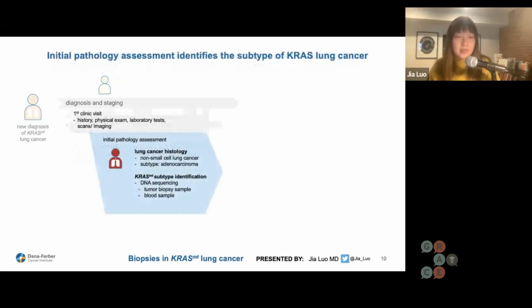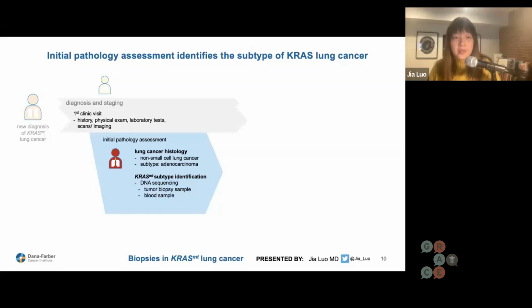And so, as a part of this, that first clinic visit not only includes a history of everything that has happened related to the cancer, a physical exam, laboratory tests, scans, and imaging to find out the stage of the cancer. But a key component of this, which actually does take weeks of time, is the initial pathology assessment, which is sampling the cancer and actually figuring out what are the characteristics of this cancer.